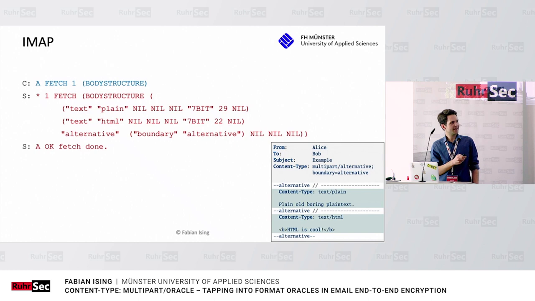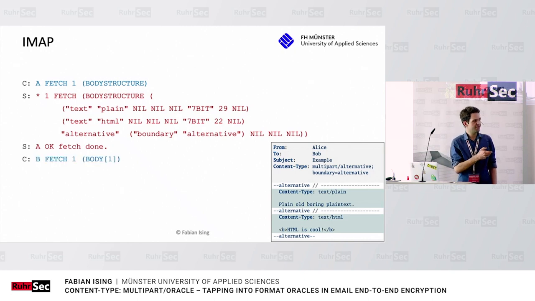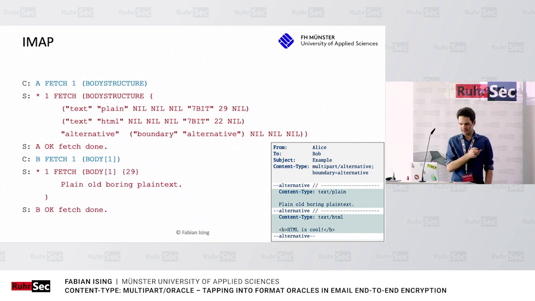So now the client has a choice. If they want to display only one part of this message, which they should do for a multipart alternative message, they can say, hey, I really only want the plain text version by fetching body part one. So this is counted from the top again. Yeah, it's weird, I know. So what they will receive in return is, well, the plain old boring plain text message.